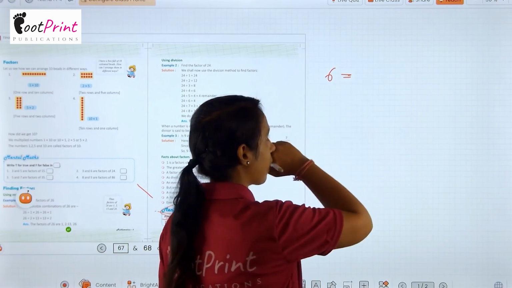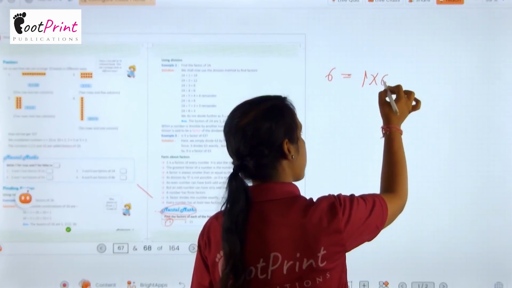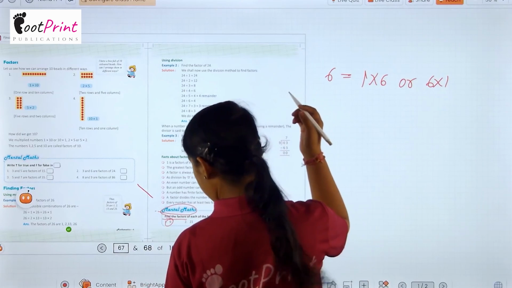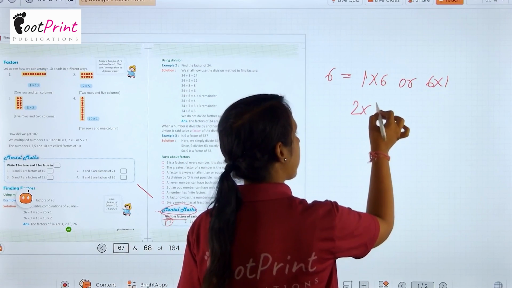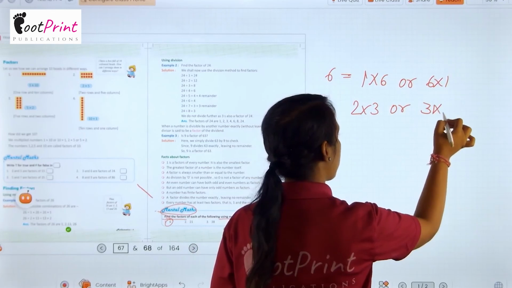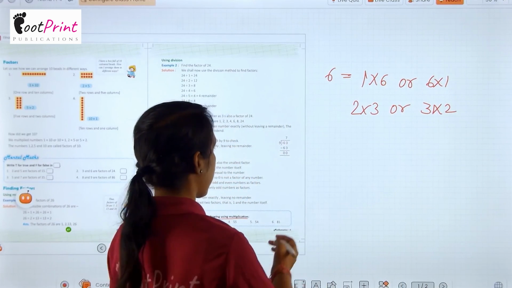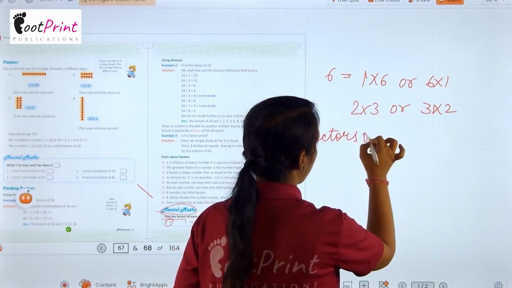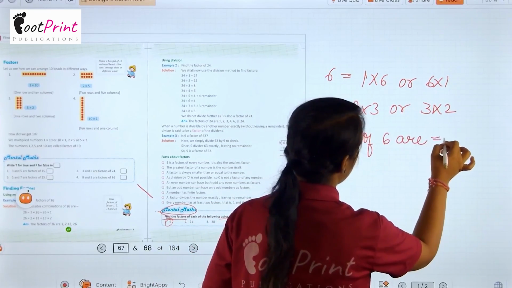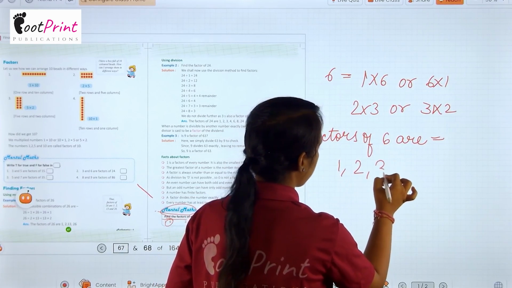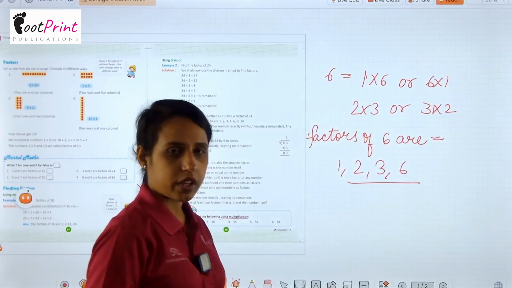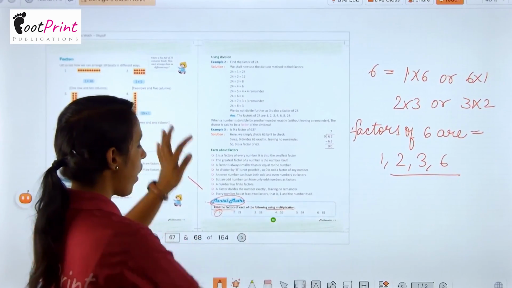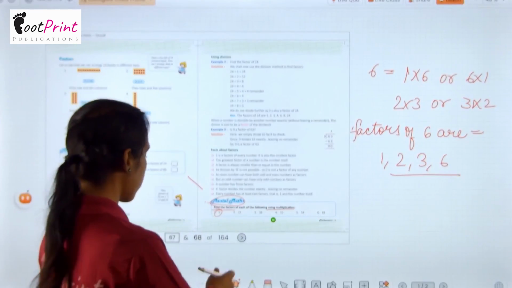By multiplication method. So we can write 1 multiply 6 or 6 multiply 1 equals to 6, and 2 multiply 3 or 3 multiply 2 is also 6. So we can write here factors of 6 are 1, 2, 3 and 6. Okay. So here I solve a question for you, and rest of the question you have solved by yourself.